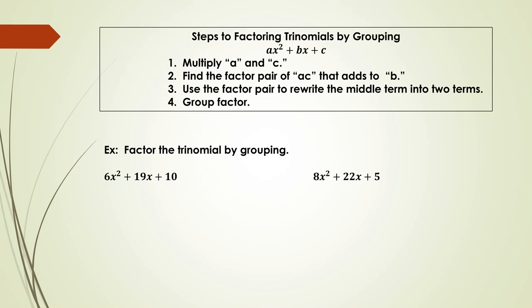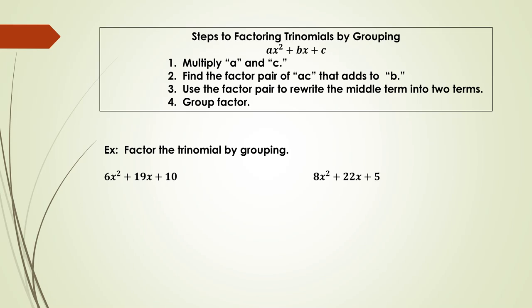Once you have that order, you will begin by multiplying the values of a and c together. You will find a factor pair, which we talked about in an earlier lesson, of AC that adds to the middle part B. You will use the factor pair to rewrite the middle term into two terms. And once that happens, your three-term polynomial will turn into a four-term polynomial, and you'll be able to group factor.